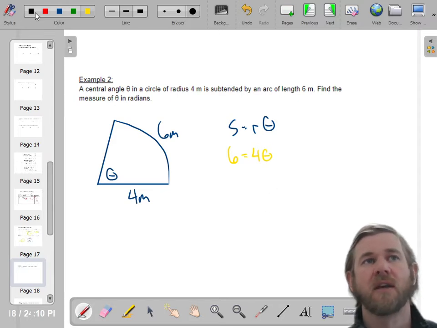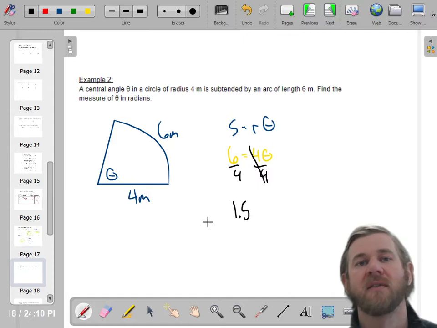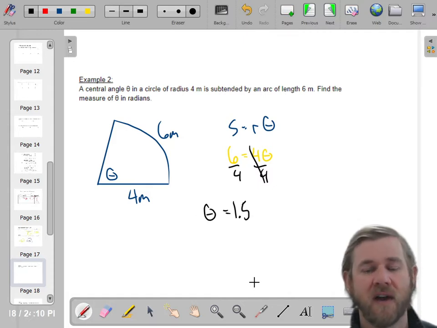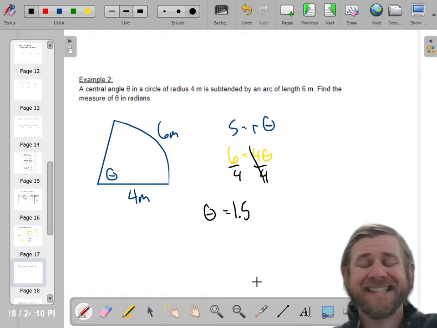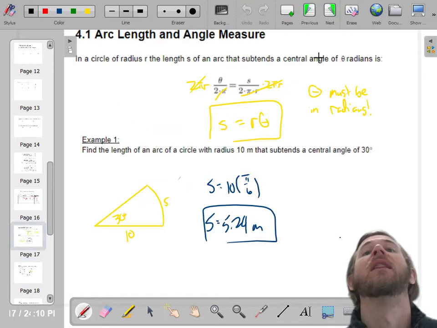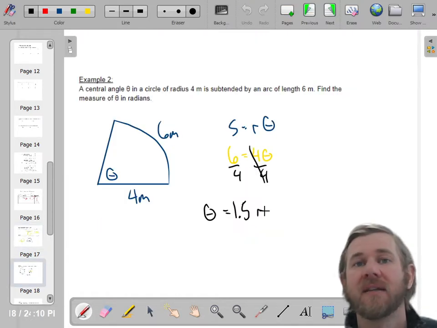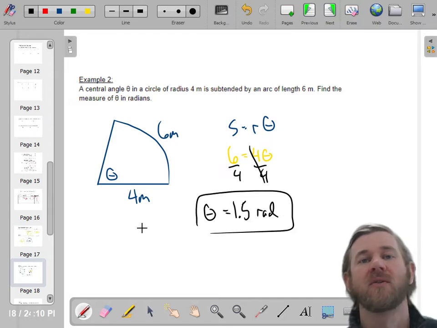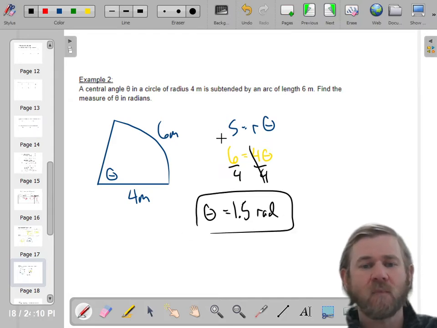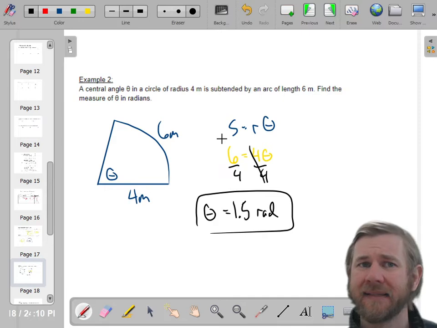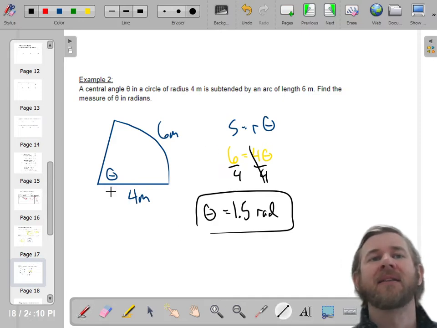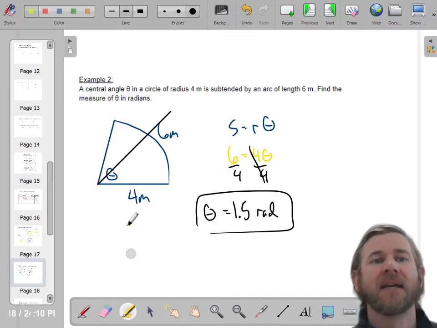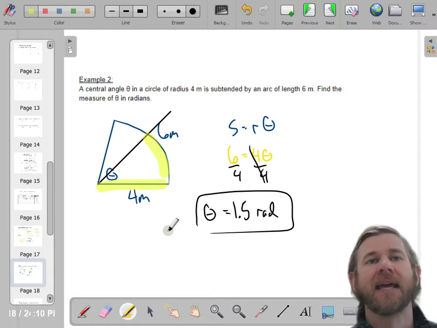So to solve for theta, you divide both sides by 4, and 6 over 4 is 1.5. So theta equals 1.5, but 1.5 what? What's theta in? Remember, theta is in radians. So theta is 1.5 radians. Now you might remember what a radian is. A radian is the length that is formed from taking the radius and laying it along the outside.